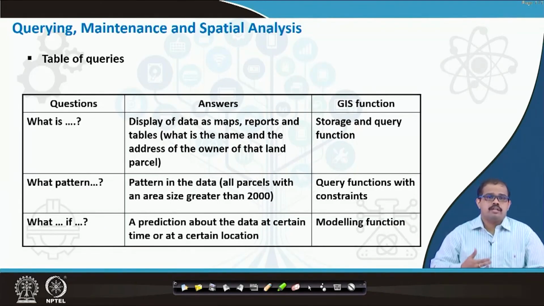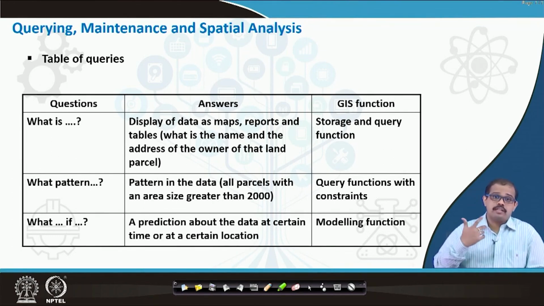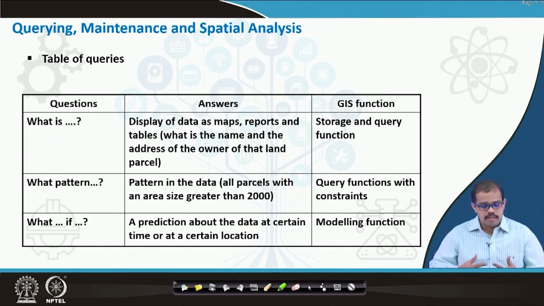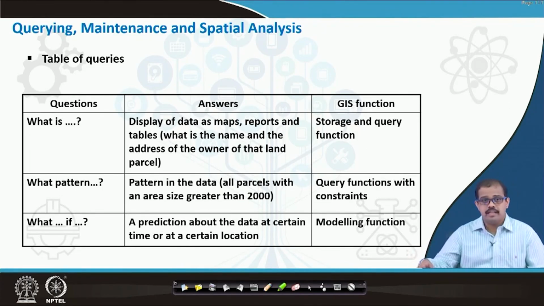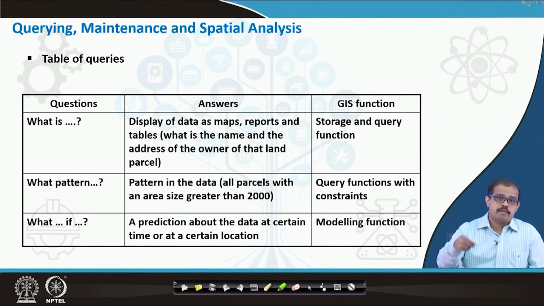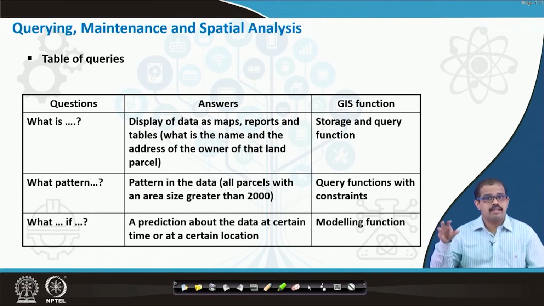The next thing that we would look at is querying, maintenance, and spatial analysis. So when I say certain things, for example, in a general way, if I say what is, it is actually when we are displaying a map, report, or a table, we are trying to define what may be its name, or what may be the address of a particular building or a particular place in that particular map. That is what we are trying to query in English form. But in a GIS function, we are trying to look at the storage and querying that particular function.